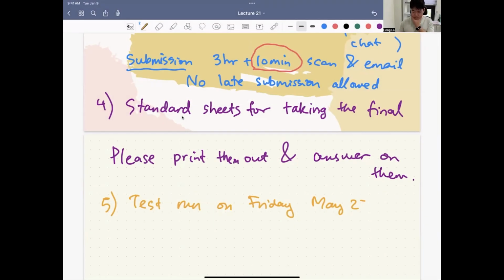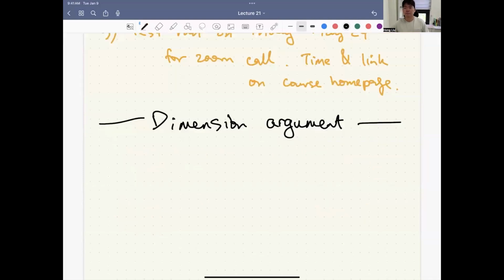So let's get to today's lecture. Dimension arguments. This is a useful technique, as I said, when the extremal problem does not have a unique, has many non-isomorphic extremal structures. Okay. So the first example we want to go through was this Erdős-De Bruijn theorem.